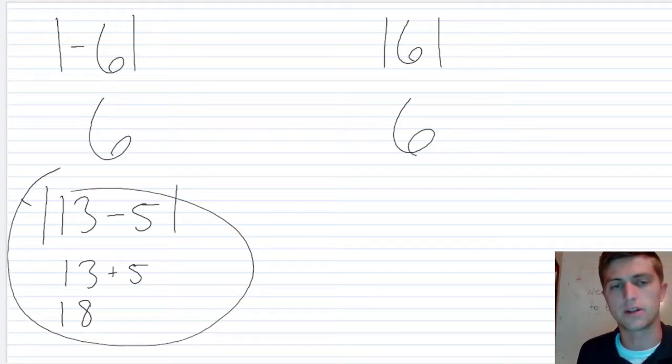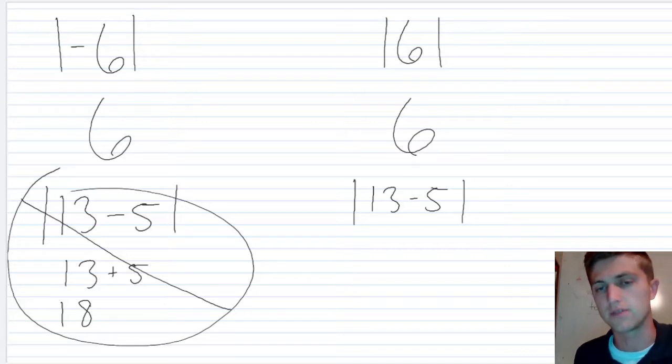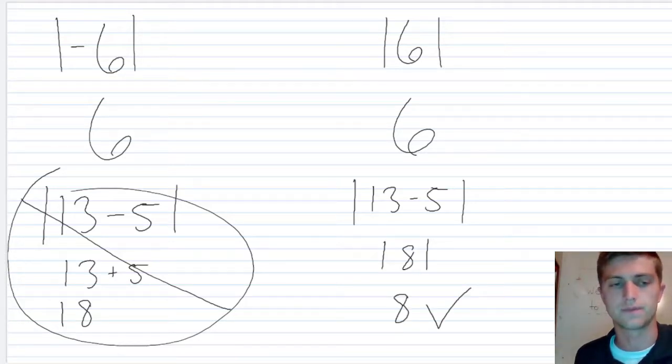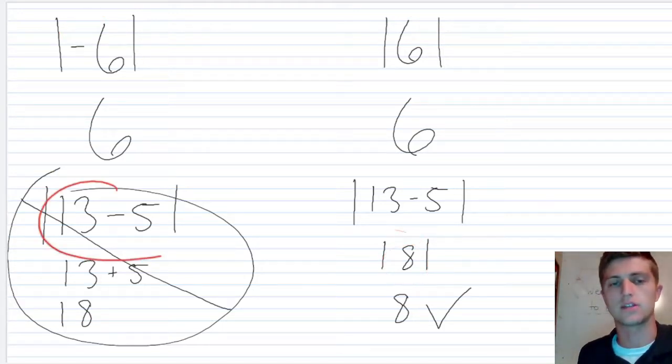This is the proper way to do this problem. 13 minus 5. We treat it like parentheses. We do what's on the inside first. 13 minus 5 gives us 8. What's the absolute value of 8? Make it positive, 8. That is the correct way to do it. So we can only make it positive once there's one term inside. We cannot do it when there's two.